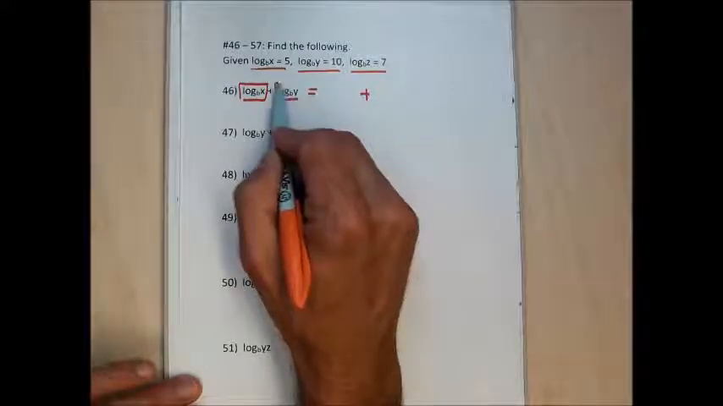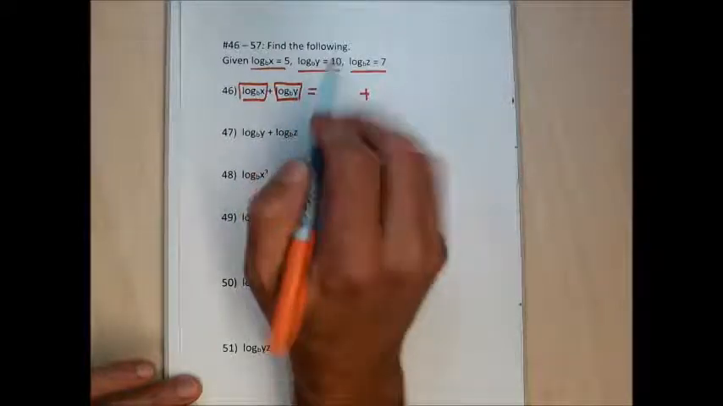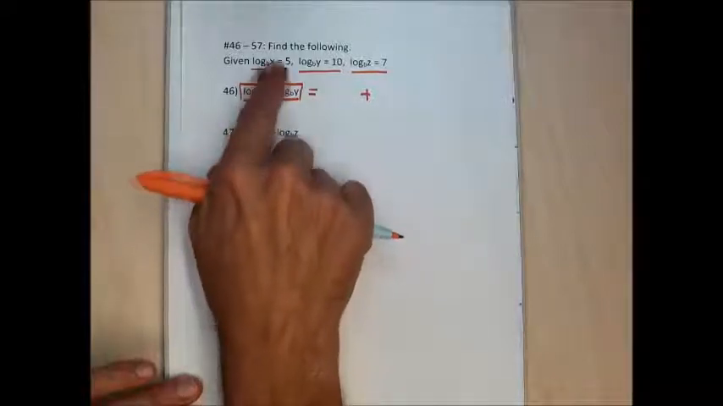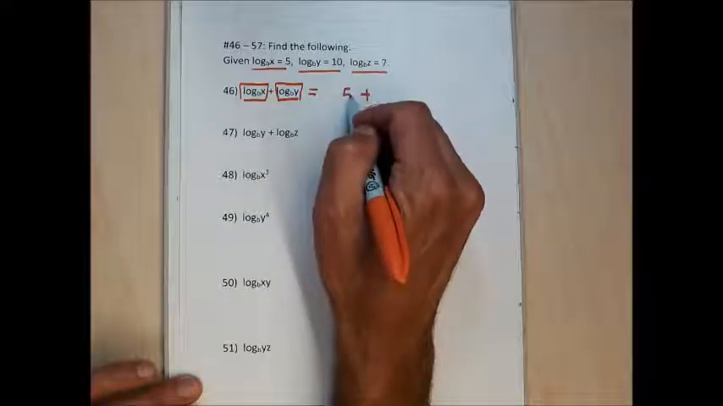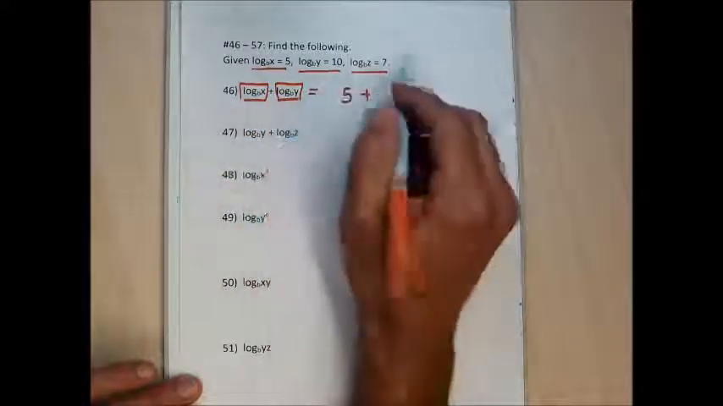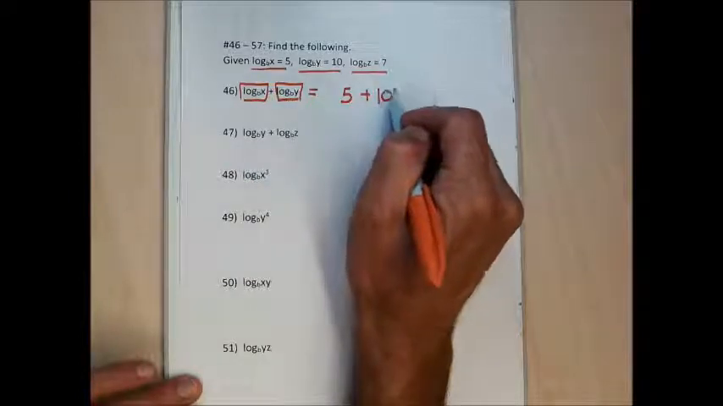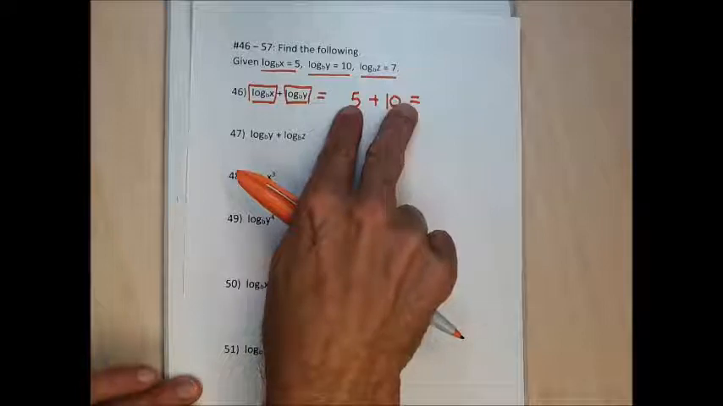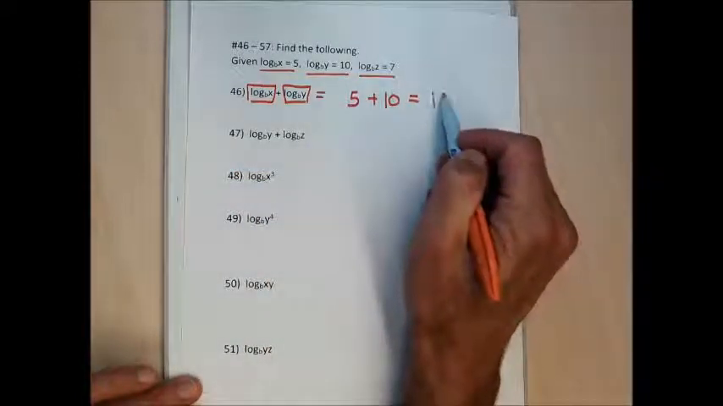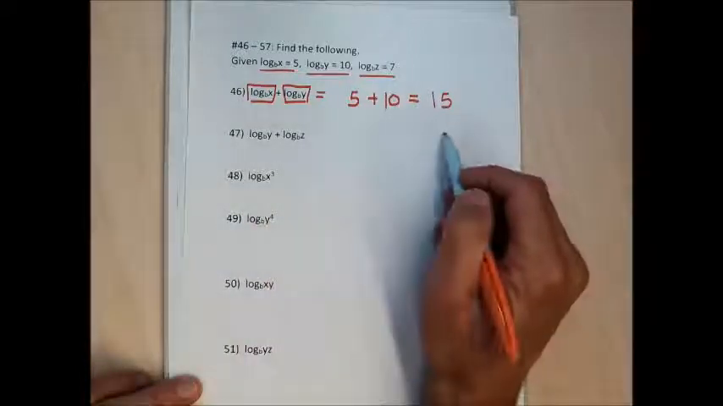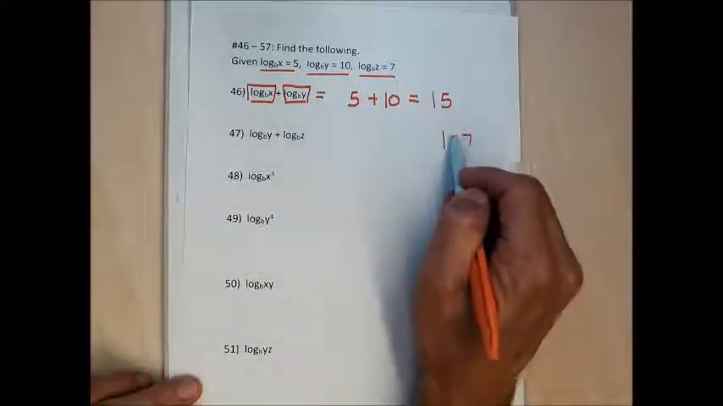And all I'm going to do is substitute. I'm going to leave the plus sign that's between the logarithms, and in place of the log base b of x, I'm going to put the number 5, because the log base b of x is equal to 5. And in place of the log base b of y, I'm going to put the number 10. So the log base b of x plus the log base b of y is the same as 5 plus 10. The answer to problem 46 is 15. When you do your problem 47, the answer is going to be 17.